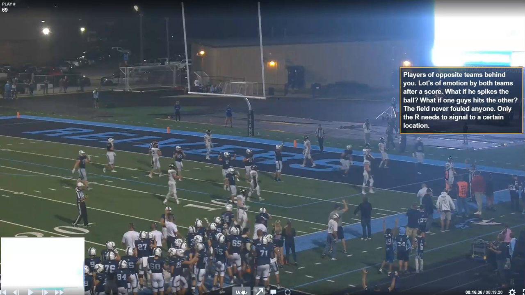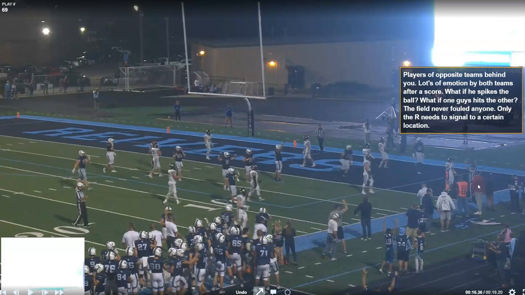He signals to the middle of the field. All right, the field is never fouled. The field has never been fouled. All right, players foul and players get fouled. So we've got players of opposite teams behind this official. And anytime we have a touchdown scoring play, we've got lots of emotion.